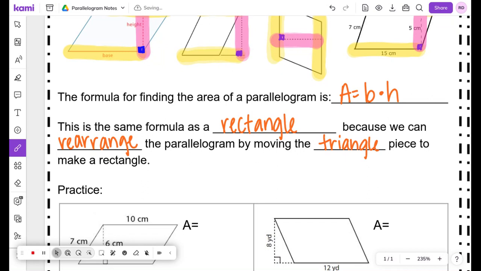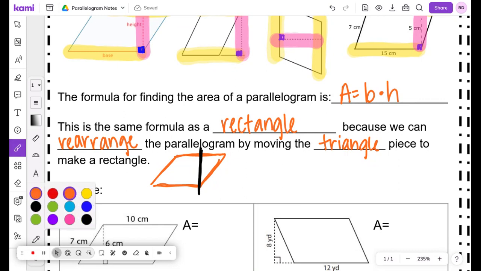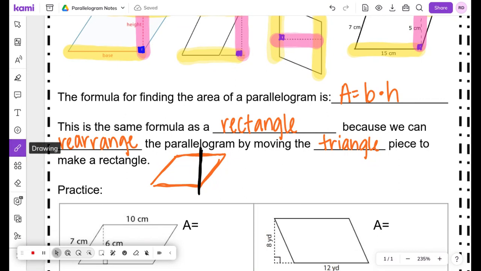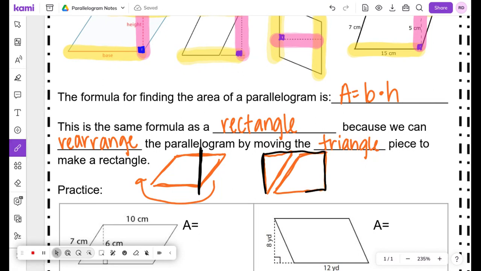So what I mean by that, this is going to be a very sad drawing, but here's our parallelogram. If we were to cut this triangle piece off and move it to the other side over here, then you would end up with the triangle piece like this, and then the rest of our parallelogram would be here. So it does indeed make a rectangle. Again, I'm not an artist, so that's about as good as your art's going to get.